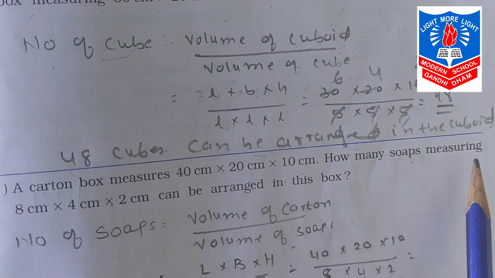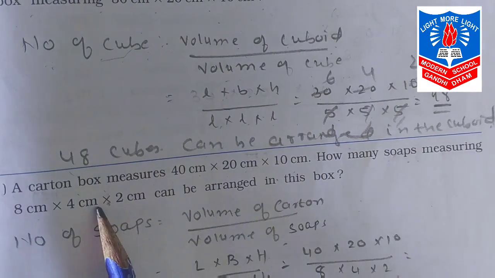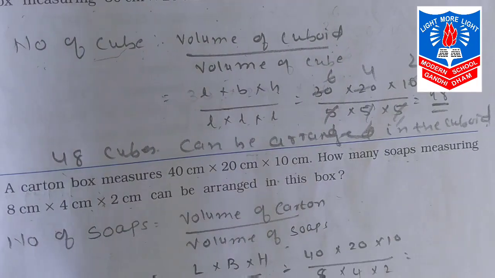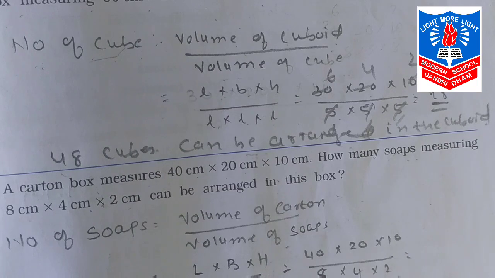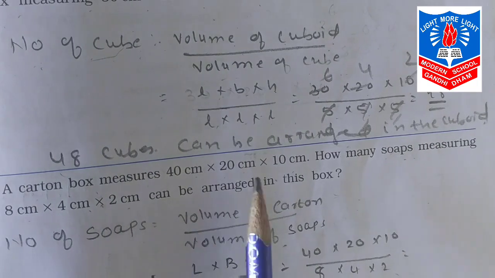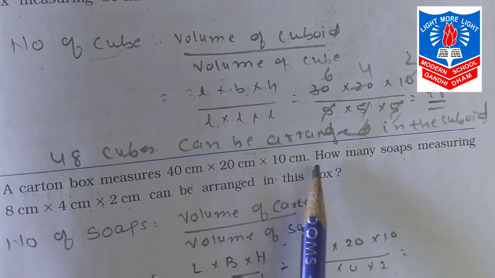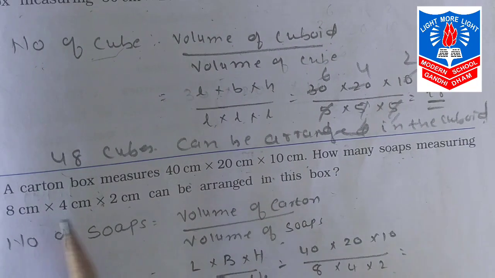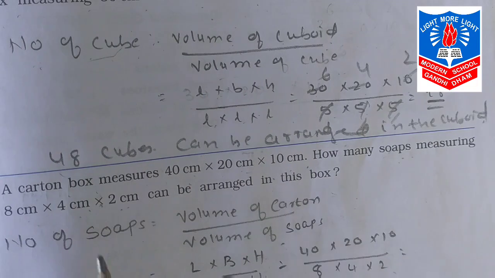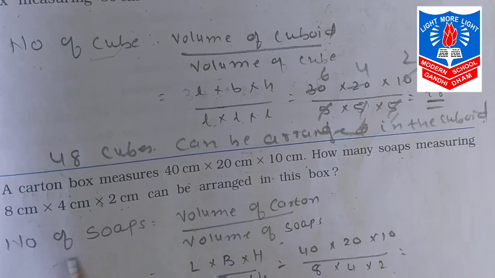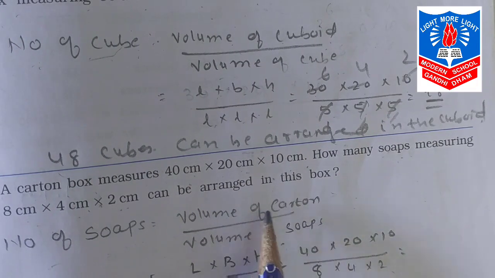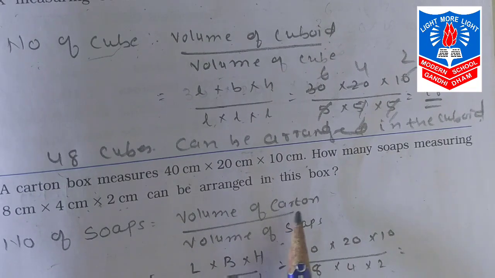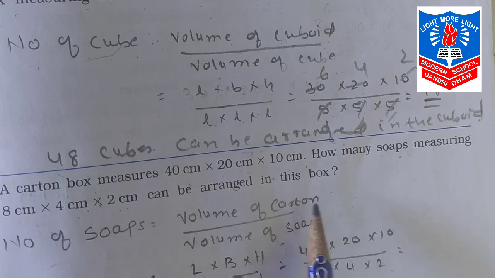How many soaps measuring 8 centimeter, 4 centimeter and 2 centimeter can be arranged in the box? Here is one big carton. Its measurement is given, length, breadth and height. And the measurement of soap is also given, 8, 4 centimeter and 2 centimeter. So number of soaps is equal to volume of carton upon volume of soap.